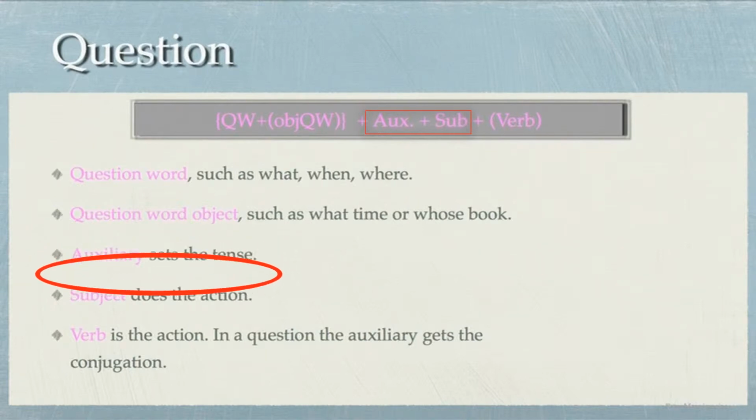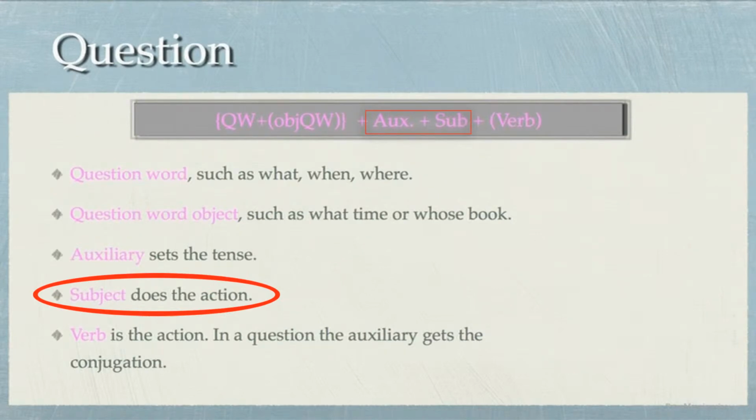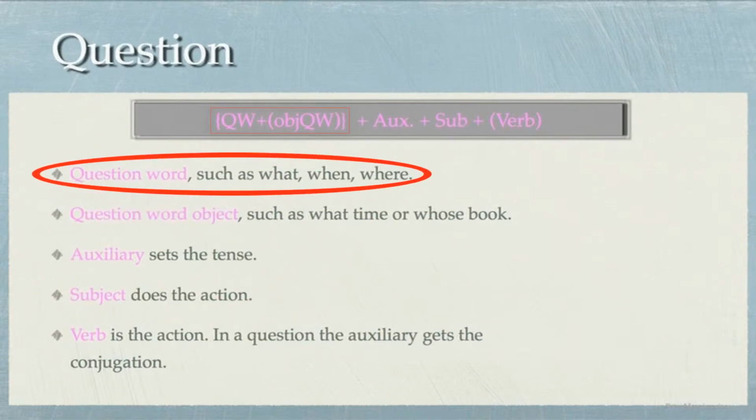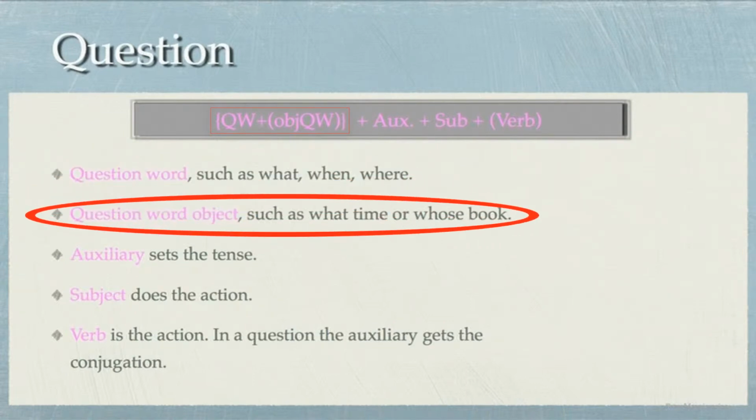The auxiliary is followed by the subject, and the subject is how you will begin when you answer the question. At the very beginning of the question, we have a question word, if you need a particular piece of information: what, when, or where. For example, a question word may be followed by a question word object. What time? Don't confuse question word objects with subject. In the sentence, what time is it? The subject is it, because it's in the place of the subject. It is 5 o'clock.